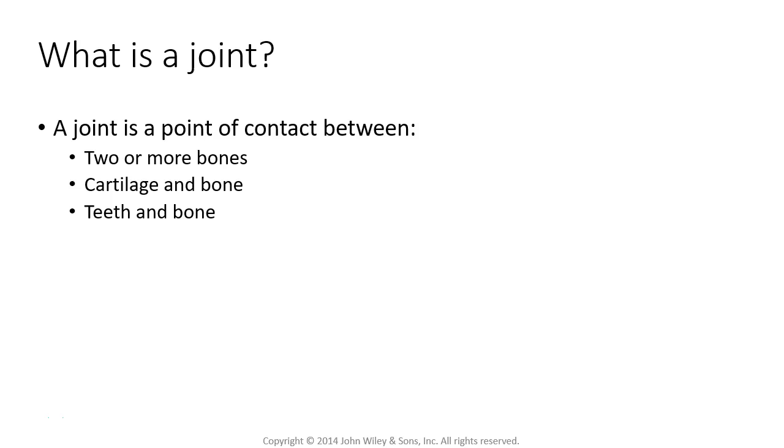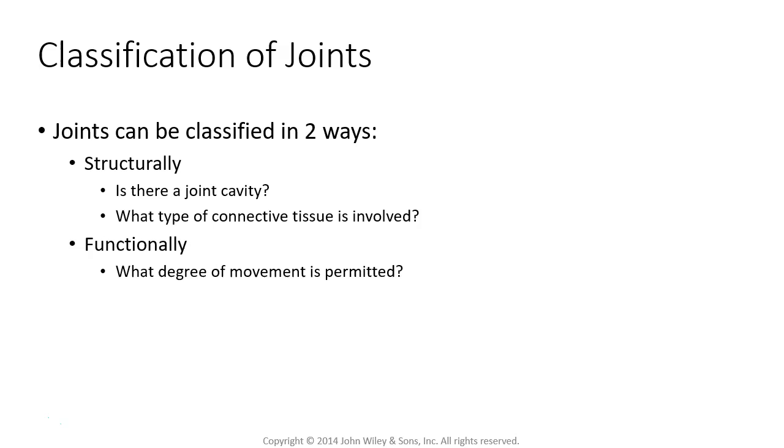Okay, so a joint is contact between two or more bones, cartilage and bone, or teeth and bone. Joints can be classified either structurally or functionally. Structurally, is there a joint cavity and what kind of connective tissue happens to be involved? Functionally, what type of movement is permitted?